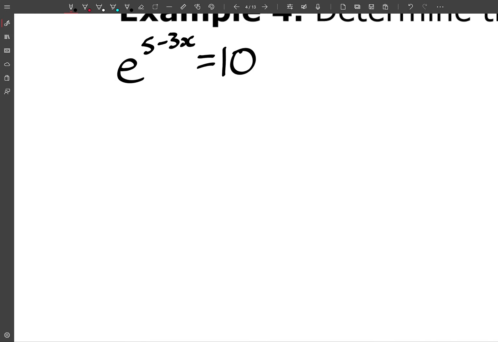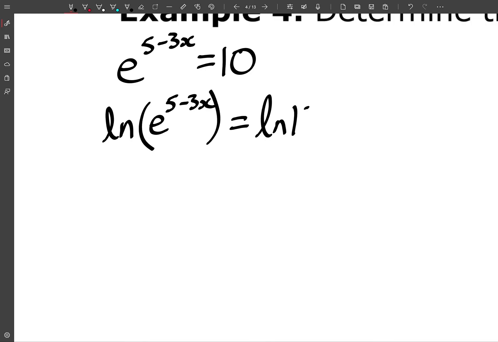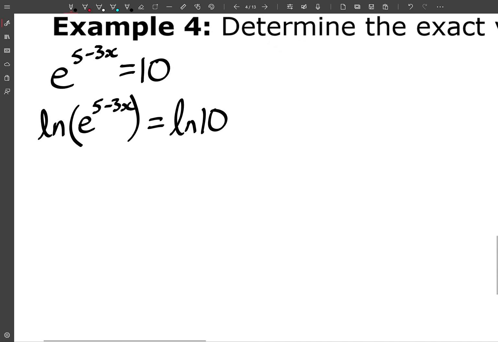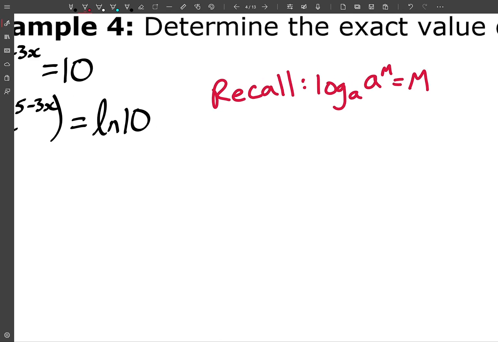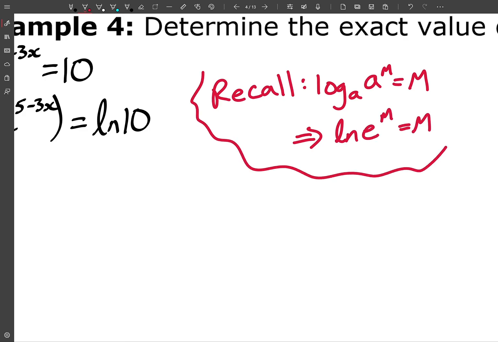So first thing I'm going to do is take the natural log of both sides. You know how we love doing opposite sides in algebra. It's great. So recall that log base a of a to the m is just equal to m. So remember, that means that ln of e to the m is m. Just a little reminder. I'm using different variables this time just to shake things up.